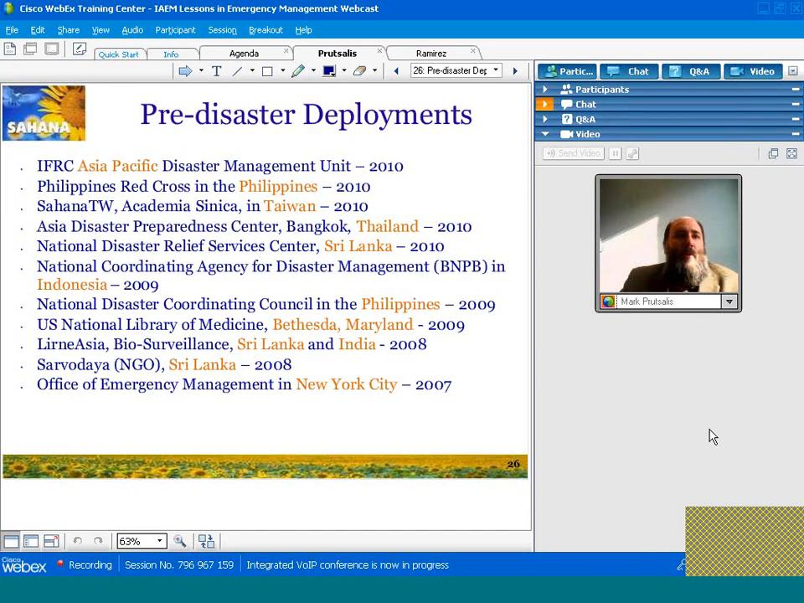the Office of Emergency Management there has been using Sahana software since 2007 to manage its sheltering and mass care plan. And this plan scales to provide shelter to over 800,000 persons in over 500 shelters that are staffed and supported by over 60,000 city agency staff and volunteers.